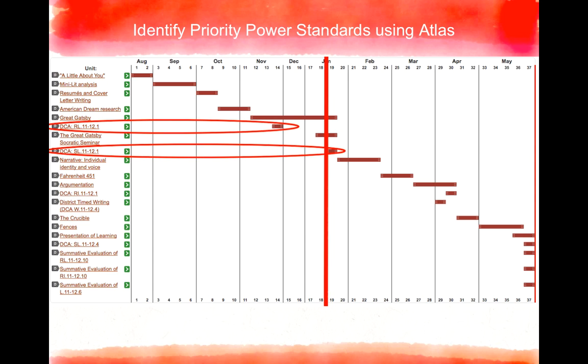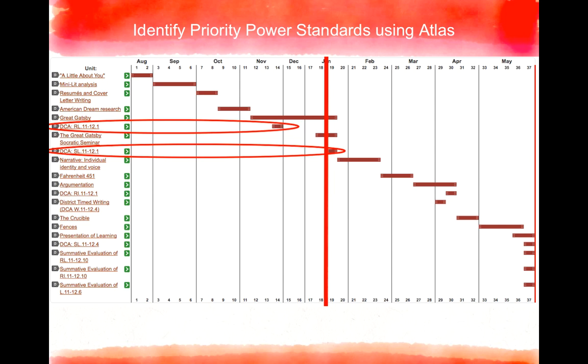Now I want to look at my summative assessments. I can see that in first semester I am given the DCA for standard RL 1112-1 and am very nearly giving the DCA for standard SL 1112-1. My team has placed these summative assessments where we predict at least 80% of kids will be proficient. This tells me that in first semester I plan to teach these two standards to the level where I would expect most kids to be meeting the standard.